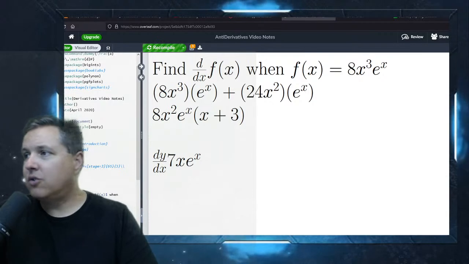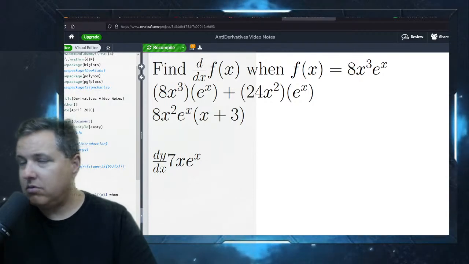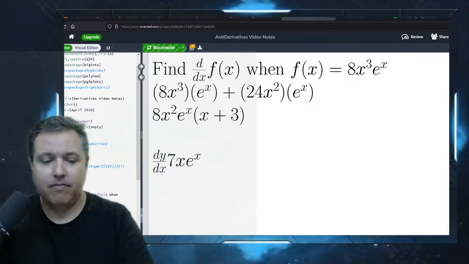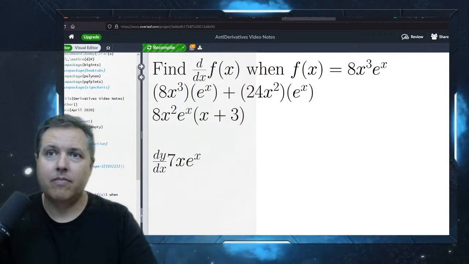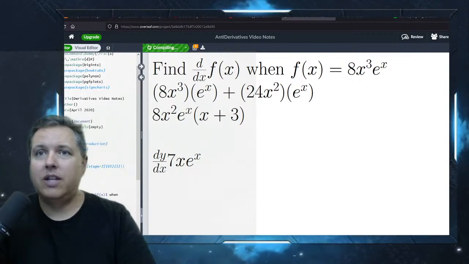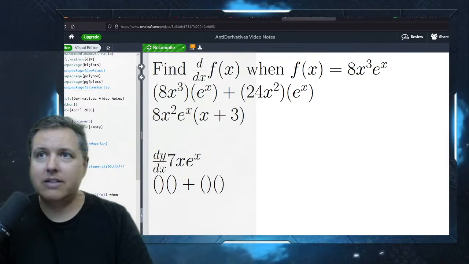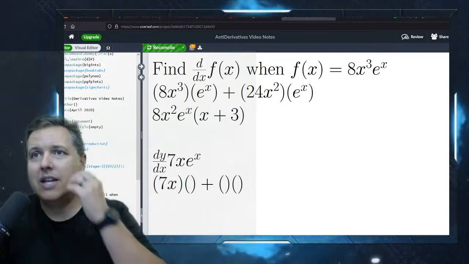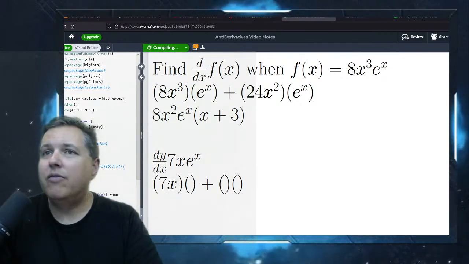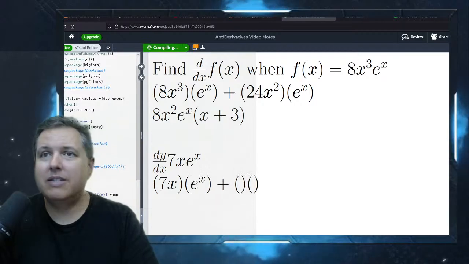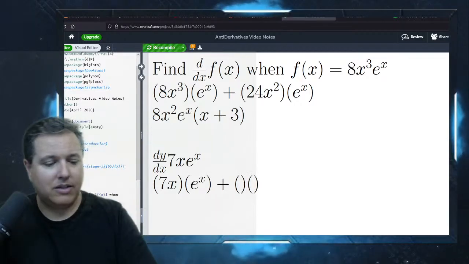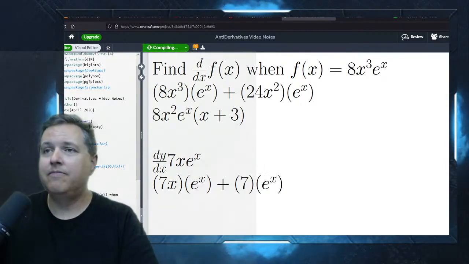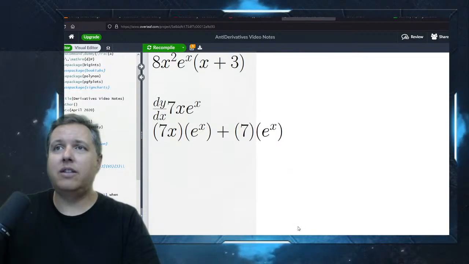Okay, well, this is going to involve the product rule, just like the problem we were just doing. So let's see. If we leave the first one the same, we're going to get 7x times the derivative of the second. Well, the derivative of e to the x is e to the x. Now we take the derivative of the first piece, which in this case is 7, and we leave the second piece alone, so we get e to the x. Okay, so that's our derivative right there.